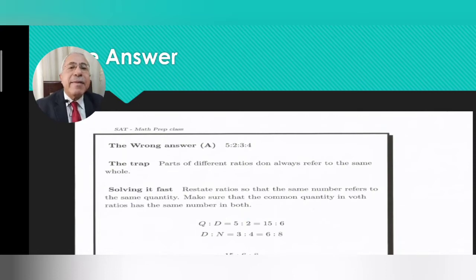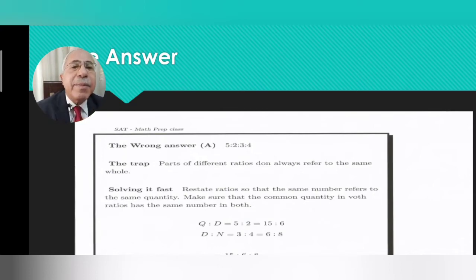The trap says that parts of different ratios do not always refer to the same whole number. Very good. What does it mean? Let's see. Now here I have a common ratio, right? I have a common ratio.